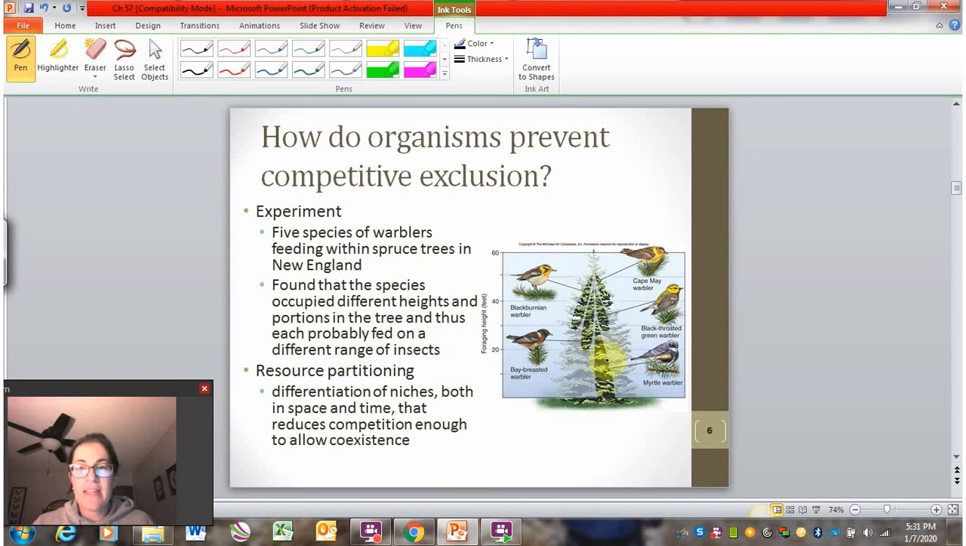So by living in slightly different parts of the tree, they had a slightly different resource use and therefore are able to coexist. So again, this is called resource partitioning, a differentiation of niches, a differentiation of resource use in space and time that reduces competition. This reduction in competition is enough to allow them to successfully coexist. That is, no species goes extinct or is excluded.